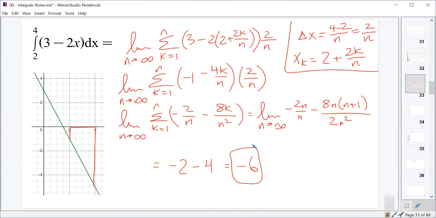And had we gone through and we found the area of that trapezoid, we would have found that its area was 6. And we would have then needed to recognize that if we were evaluating for the integral, that's below the x-axis, we would have had to take that 6 and turn it into a negative 6.